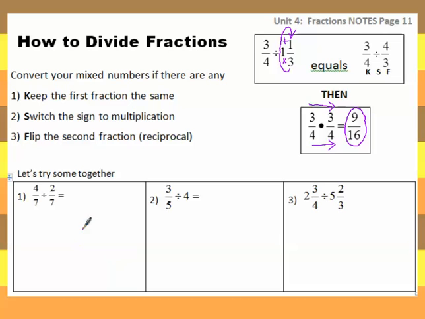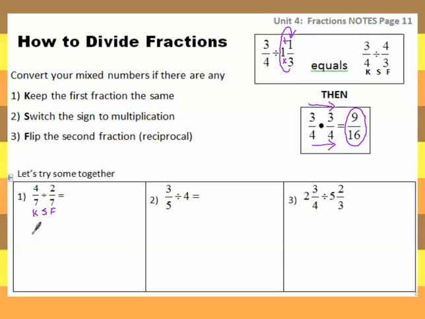So let's look at these 3 examples together. I have division. I don't have any mixed numbers, so I don't need to do any improper fractions. So I'm just going to do keep, switch, flip. It's nice to get in the habit of writing the letters underneath so that you are paying attention whenever you are seeing the difference between multiplication and division.